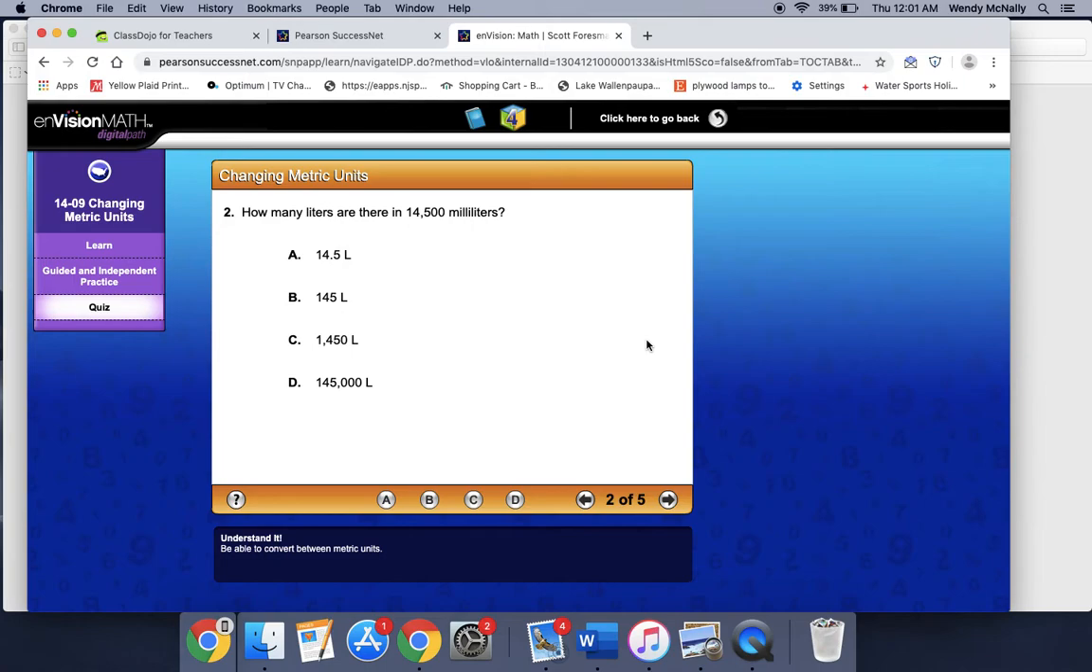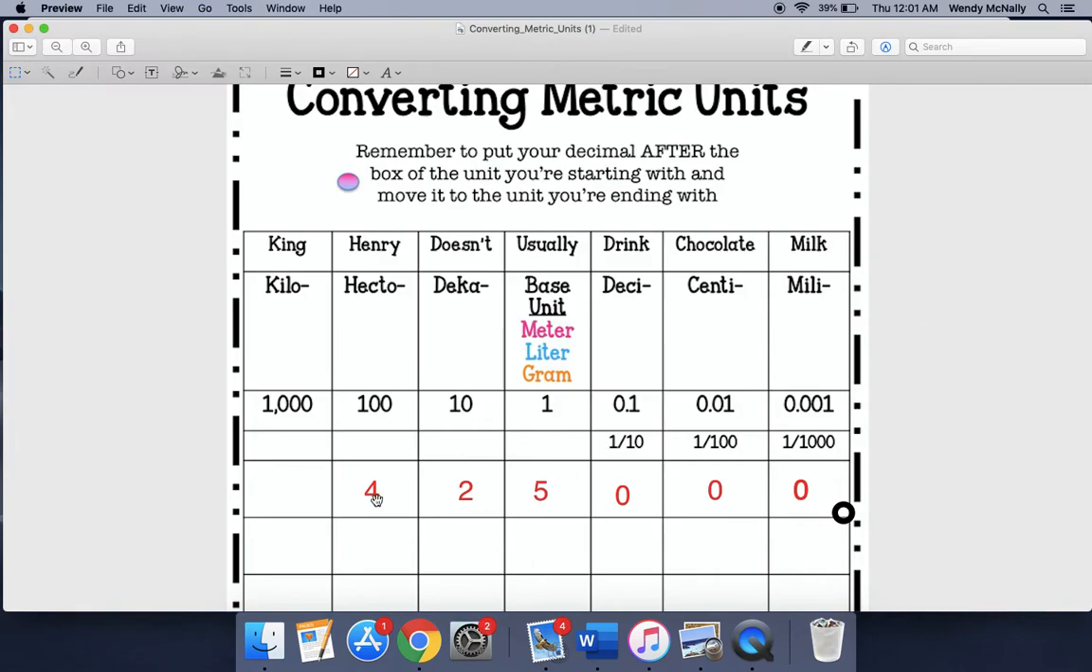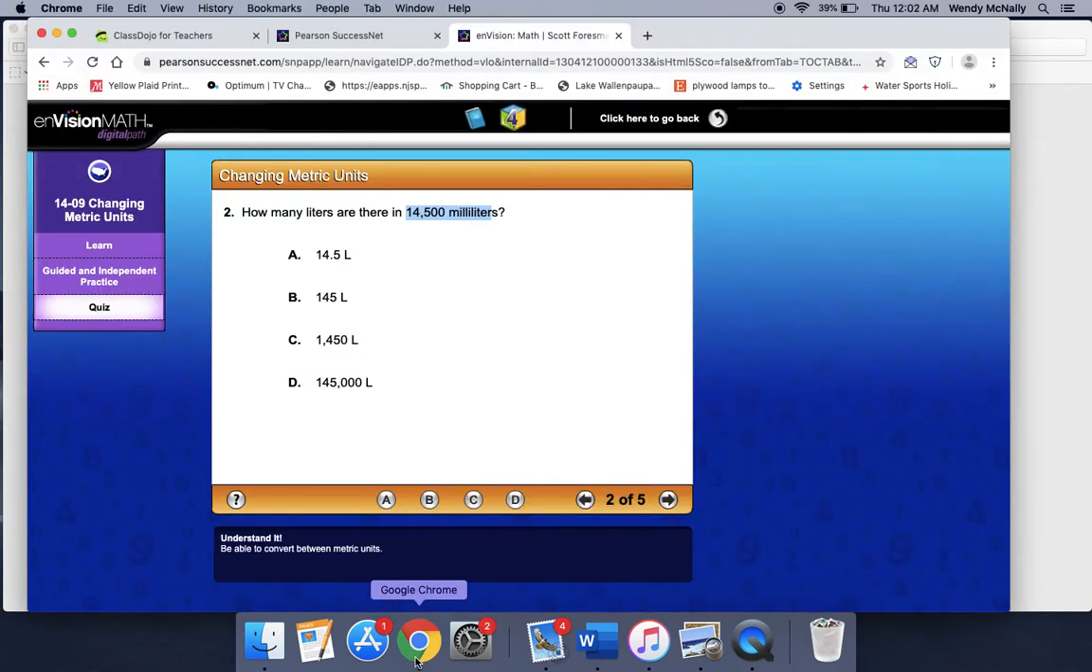So this question says, how many liters are there in 14,500 milliliters? Okay, so right now it says that we are currently working with 14,500 milliliters. So let me write that in my column. So I have 14.